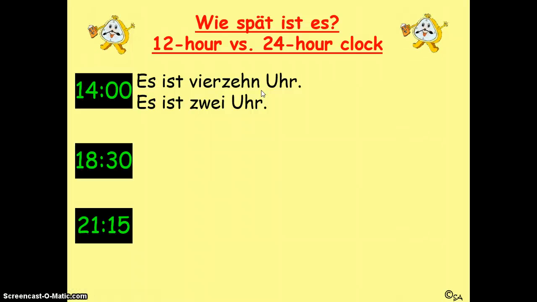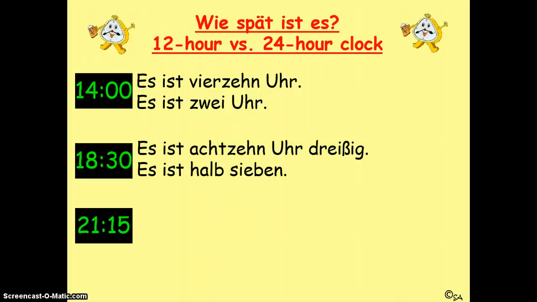Now you could also say es ist 2 Uhr. So both ways is fine. However, we would most commonly use the 24-hour clock. Now if you want to say it is 6:30 p.m. in the 24-hour clock, what happens is you would say es ist 18:30 Uhr. So literally you would say it is 18 o'clock 30.